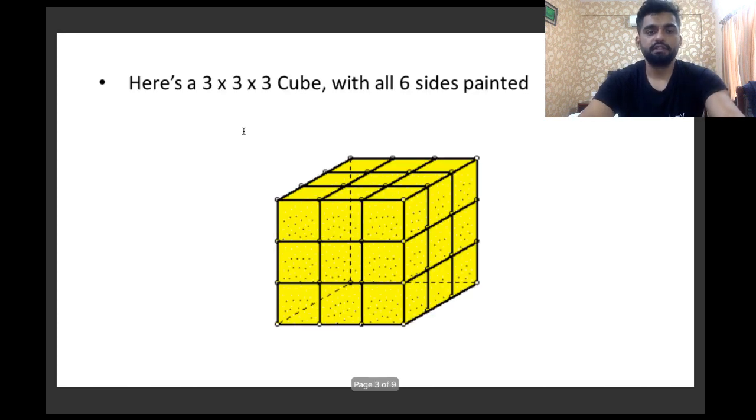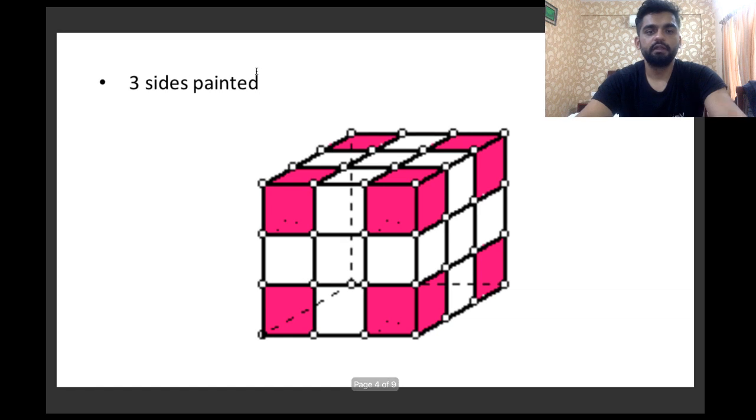Okay? Check this out. ये आपके पास cube है, all sides painted. How many blocks do we have with 3 sides painted? The blocks with 3 sides painted will be at the edges, as we can see. How many such blocks are there? Can someone tell me?